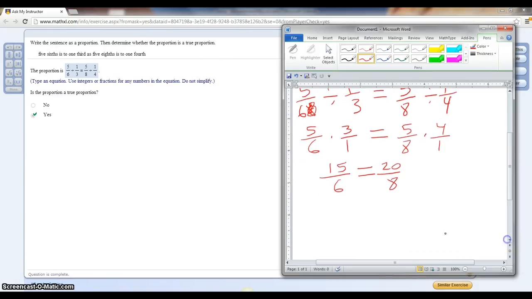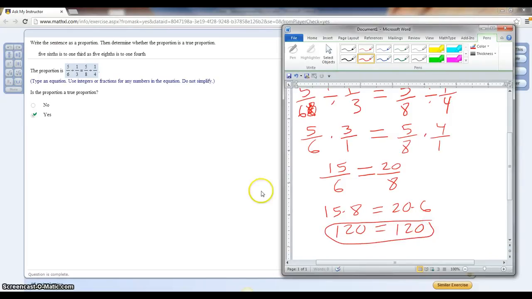Now remember, we cross multiply. We will have 15 times 8 is equal to 20 times 6. 15 times 8 is 120, and 20 times 6 is 120. So they are equal. And that is why this is a true proportion. And that is it.